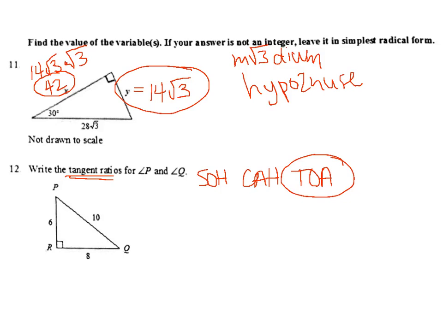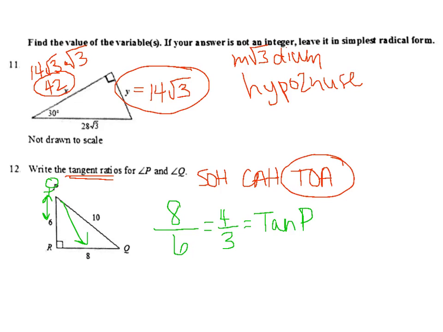In this problem, we're concerned with tangent, which means we need the opposite over the adjacent side. So if I look at angle P, I'm going to draw my person standing there in green. My opposite side is 8, and my adjacent side is 6, which simplifies down, if I divide by 2, to 4 over 3. And that is the tangent of P that we just calculated.